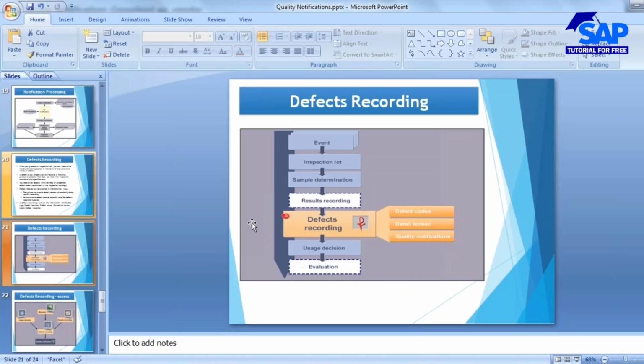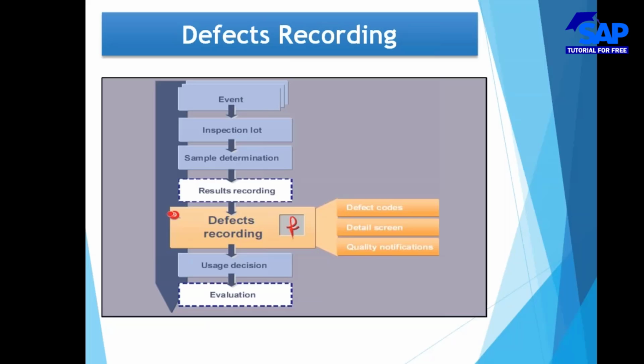Normally in our QM process flow, based on some events your lot will get created. Then you do sample determination, you calculate the sample size, then you inspect it, then you do the results recording. During the results recording, if your value is out of limits, then you have the option of doing the defect recording. During the defect recording, you enter all the data, defect code, and even you can trigger a notification directly. That we will be seeing in a minute.